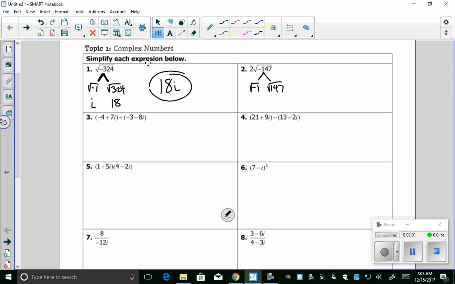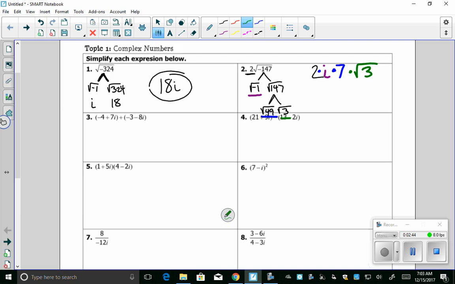So I'm going to split it up into the square root of 49 and the square root of 3. Because 49 times 3 is 147. Well, I'm going to leave 2. Leave 2 there. The square root of negative 1 is i. The square root of 49 is 7. And the square root of 3 is just the square root of 3.